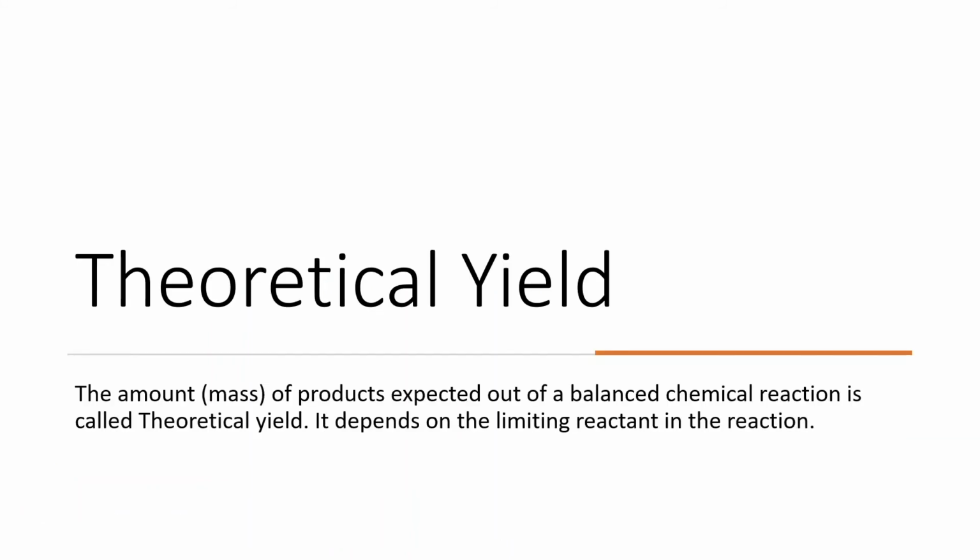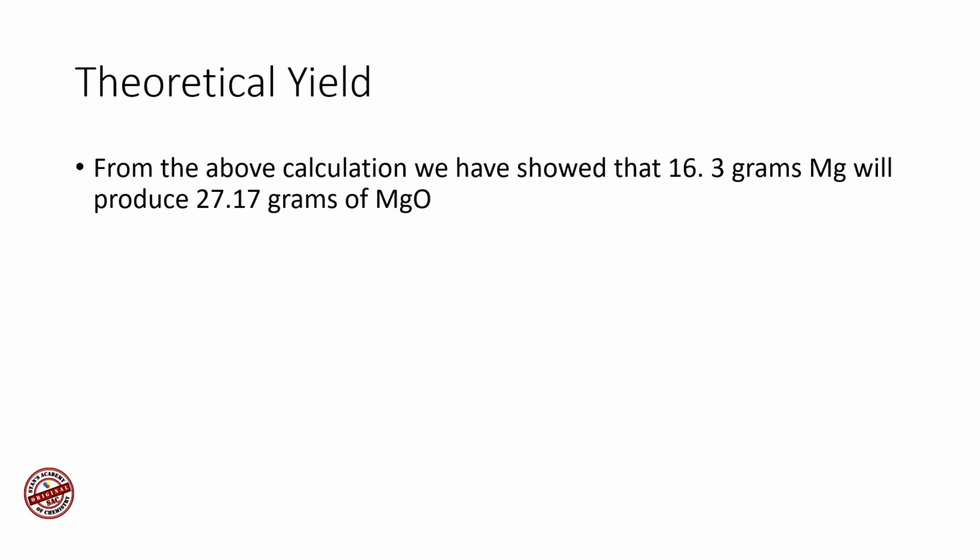Theoretical yield: the amount in mass of products expected out of a balanced chemical reaction is called theoretical yield. It depends on the limiting reactant in the reaction. So in this case, we determine the theoretical yield of magnesium oxide when we took 16.3 grams of magnesium. From the above calculation, we have shown that 16.3 grams of magnesium will produce 27.17 grams of magnesium oxide, and that is the theoretical yield.